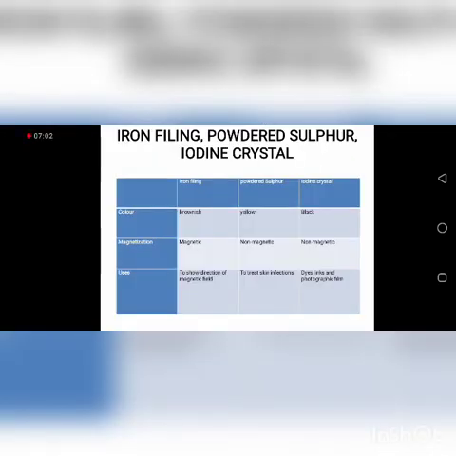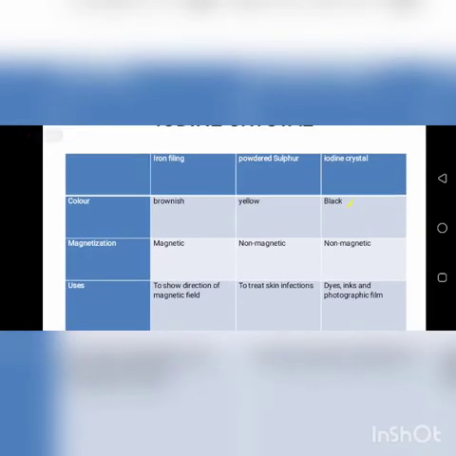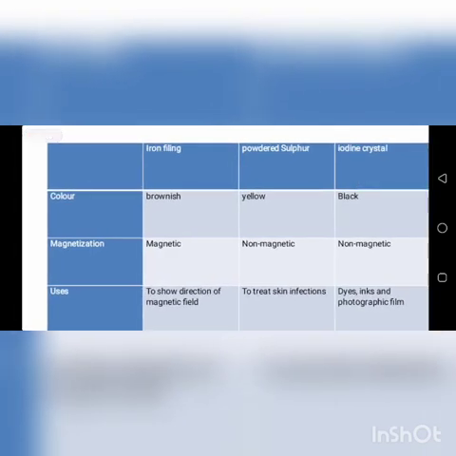So having established that, the next thing that was given to check was iron filings, powder sulfur, and iodine crystal. These three substances are solid and they are in the form of powder, but they have different colors. So we may be asked to distinguish them, to tell the physical differences between the three substances and their uses. This has been tabulated in the table below.